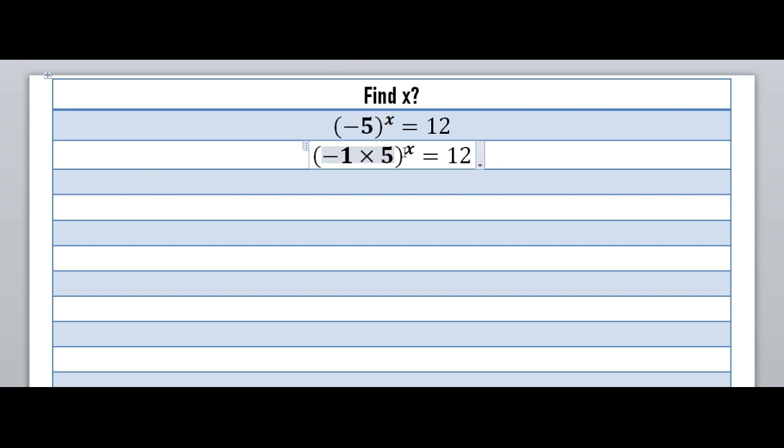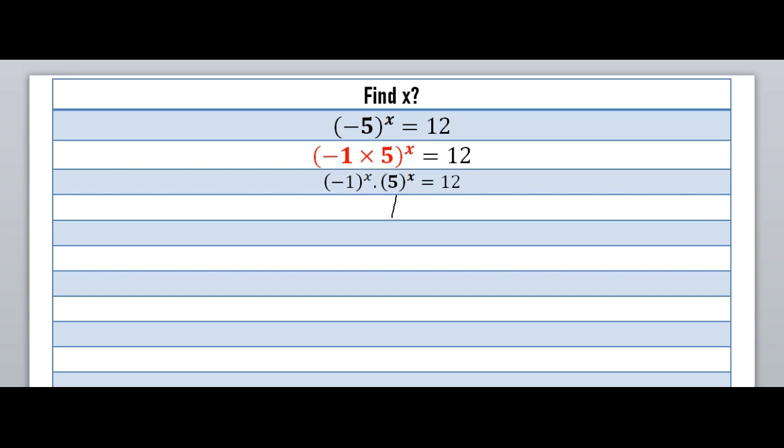So that when you use the laws of indices to separate the two, the power outside multiplies the powers inside because of the multiplication sign. So there we will have in the first bracket (-1) raised to power x, times 5 raised to power x, equal to 12, when you use the laws of indices.